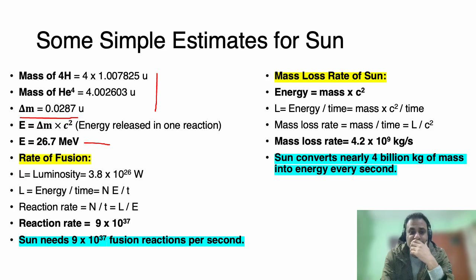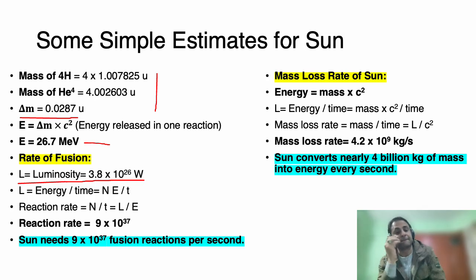So we know that the luminosity of the sun is 10 to the power 26 watts. So it means that it is 10 to the power 26 joules per second. So 10 to the power 26 joules of energy is produced in the sun in 1 second. Now we know by definition that luminosity is energy over time.